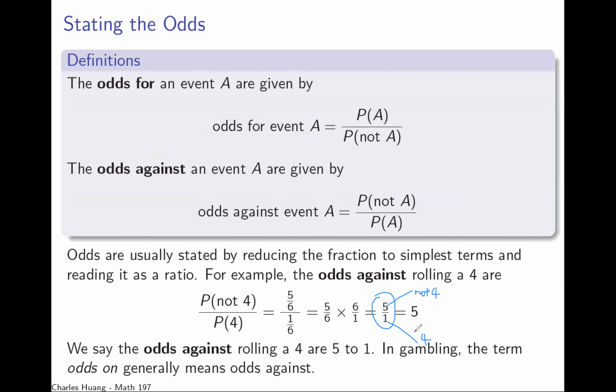Now, a lot of times when we talk about odds, we say 5 to 1. We say it as a ratio, right? We look at 5 over 1, and we read it as a ratio, 5 to 1. Now, in gambling, the odds that we use are usually odds against. Odds for is just the same thing, but flipped into the reciprocal form.